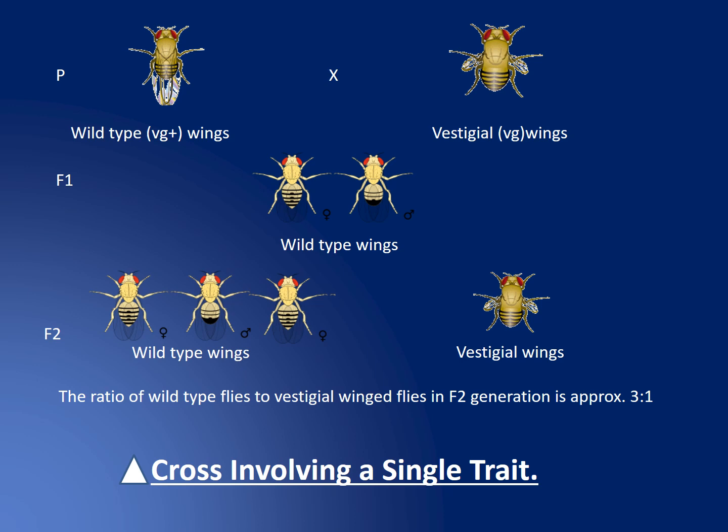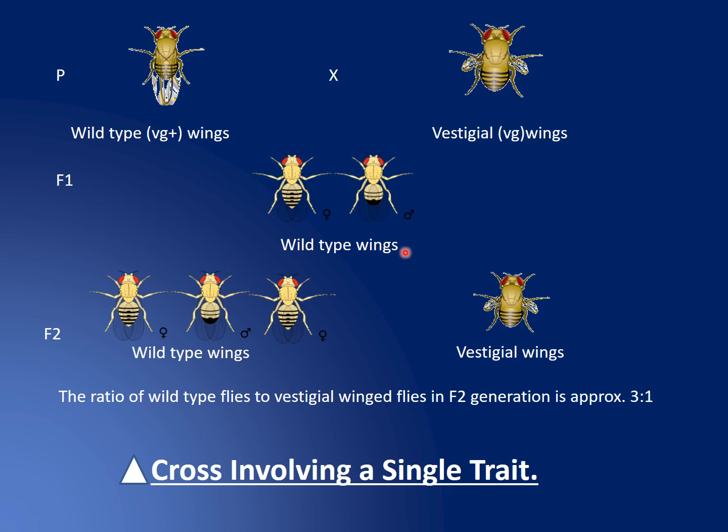This is a cross involving a single trait. In the parental generation, wild type fruit flies were crossed with flies having vestigial wings. The offspring of this cross have all wild type wings.